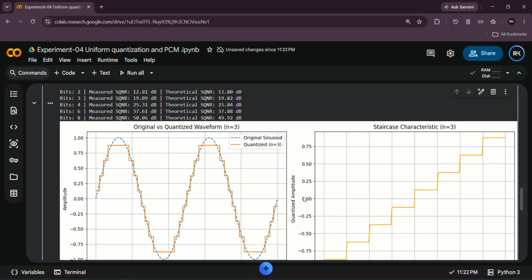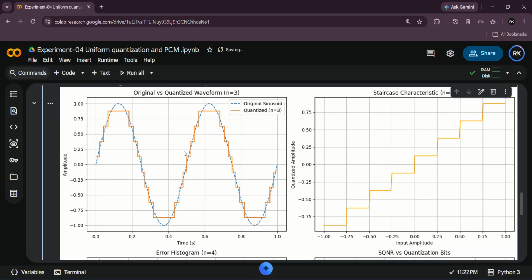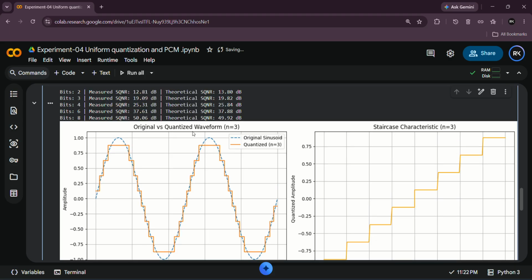This formula comes from the theory of uniform quantization noise, and it predicts that every additional bit should improve SQNR by roughly 6 decibels. Comparing our measured result to this formula is a great way to validate that our implementation is behaving correctly. Here you can see the first plot shows original versus quantized waveform.